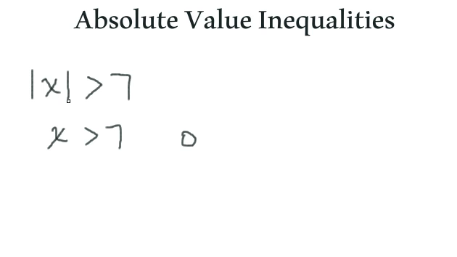Okay? Now I'm going to rewrite this part here, what's in absolute value bars. But now this time I'm going to flip the inequality and make this negative. Whoops. Forgot and left the or off. So our solution is x is greater than 7 or x is less than negative 7.